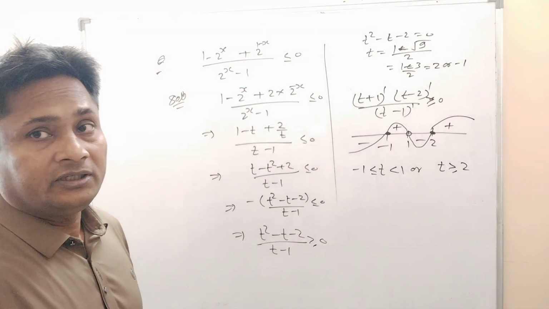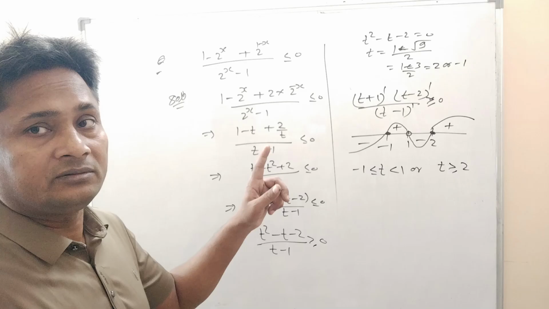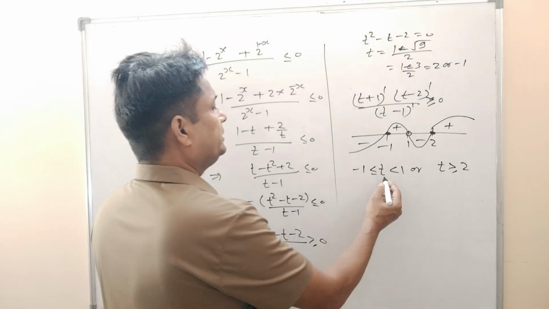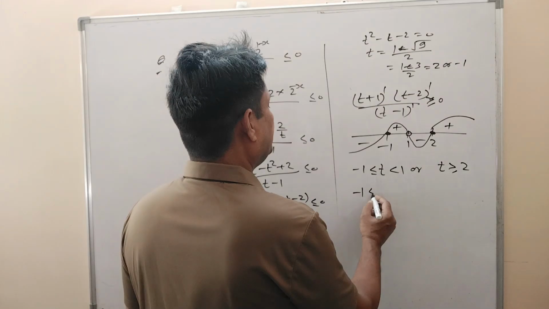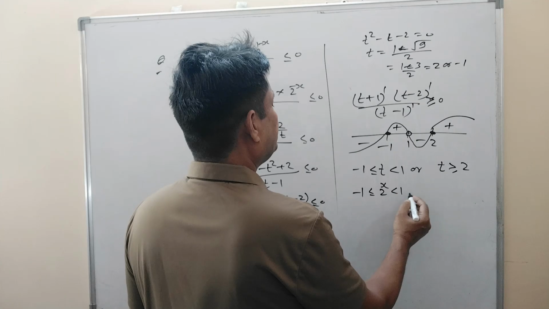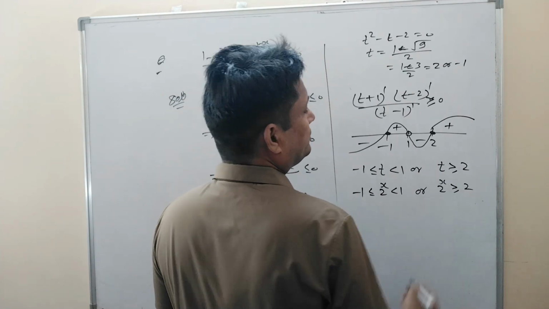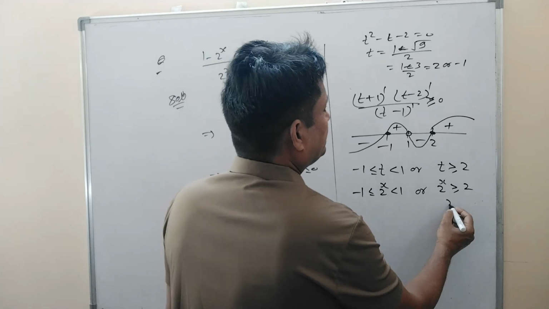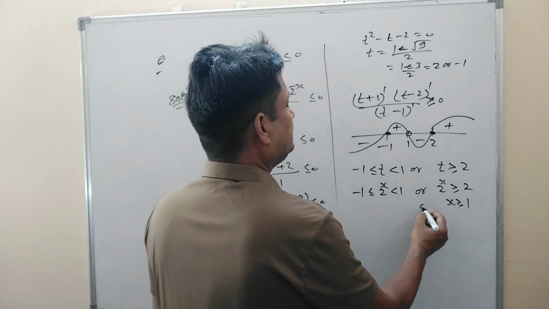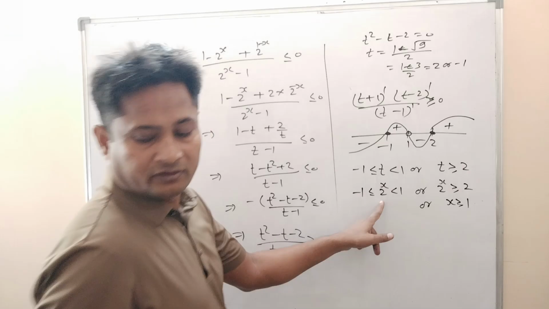And what is our t? T is 2 to the power x. So put 2 to the power x here. That means -1 less than or equal to 2 to the power x less than 1, or 2 to the power x is greater than or equal to 2. The answer from here will be x greater than or equal to 1. And now find the answer from the other part.